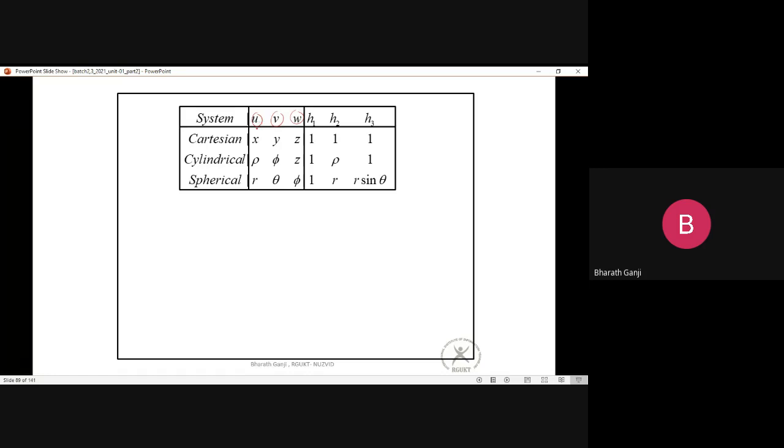Okay, so in Cartesian u అంటే ఏంటంటే x, v అంటే ఏంటంటే y, w అంటే ఏంటంటే z. అదే for example in cylindrical u అంటే rho, v అంటే phi, w అంటే z. In spherical u అంటే r, v అంటే theta, w అంటే phi. అంటే ఏంటి సార్ uv అంటే I will write a general vector like this.